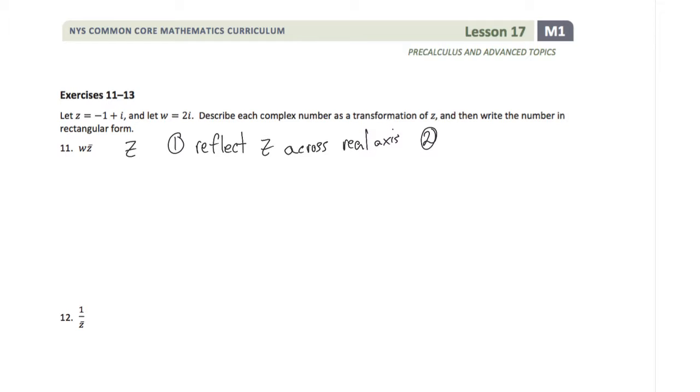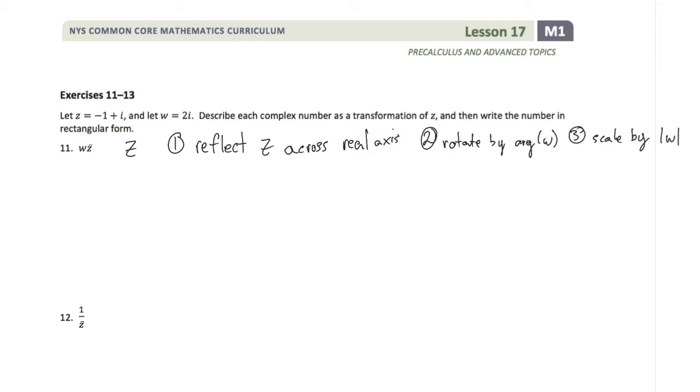And then, two, we're going to rotate. Now we're going to start doing the multiplication by W, which is going to involve a rotation and a scaling. So rotate by arg W. And then three, we are going to scale by the modulus of W. Okay.